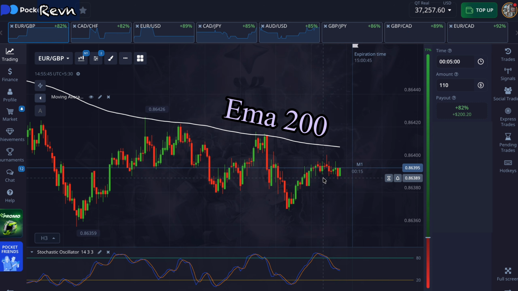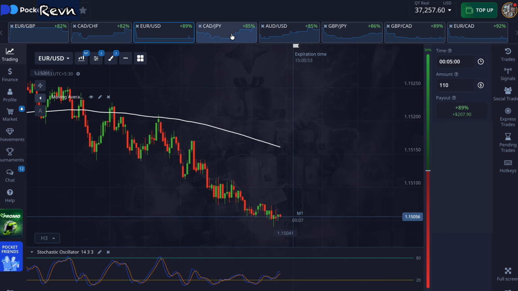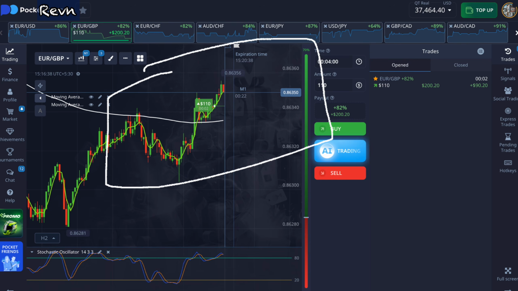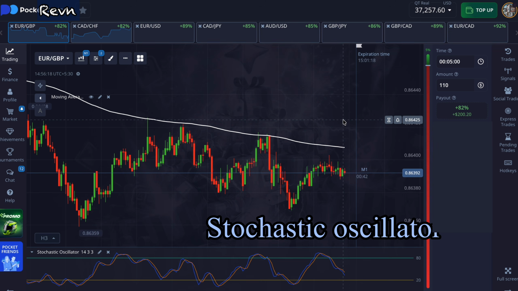This is the EMA 200. First, let's observe a few chart movements alongside it, so we can better understand how it helps identify the overall market trend. And this is the stochastic oscillator, using its default settings.